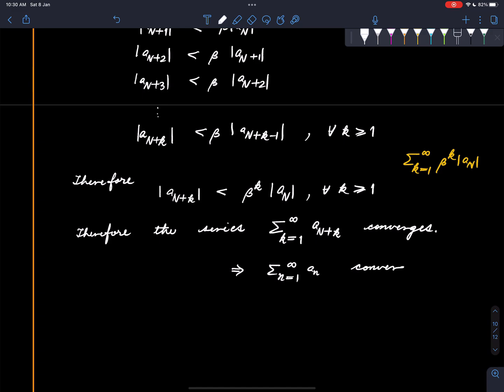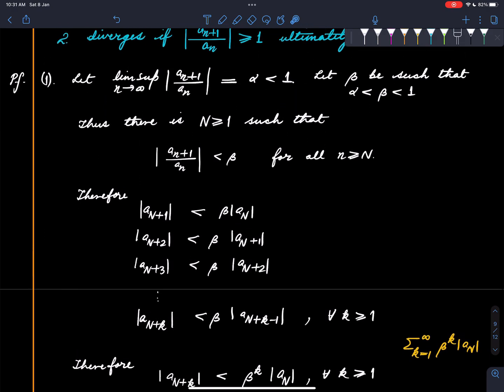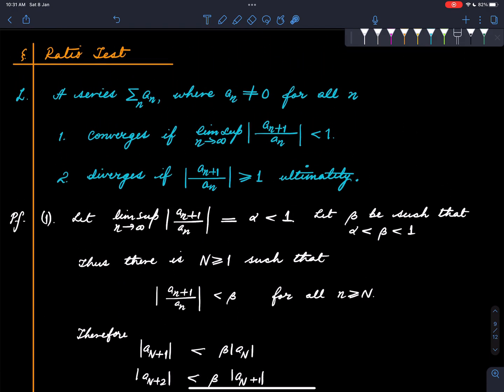Because as we remarked, if we have a series, then its convergence is unaltered by throwing away the first few terms. So if the truncated series converges, then the original series converges, and if the truncated series diverges, then the original series diverges. So if this tail part converges, then the original thing also converges. Okay, so very simple proof, but a very useful criterion. So that's the proof of 1.